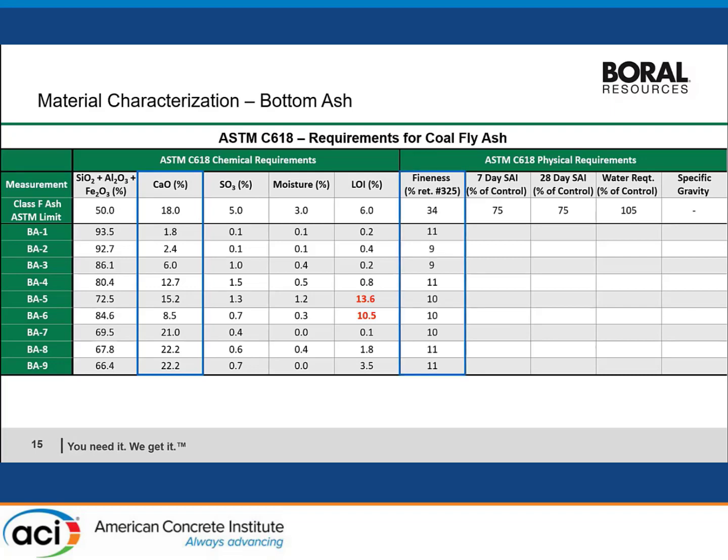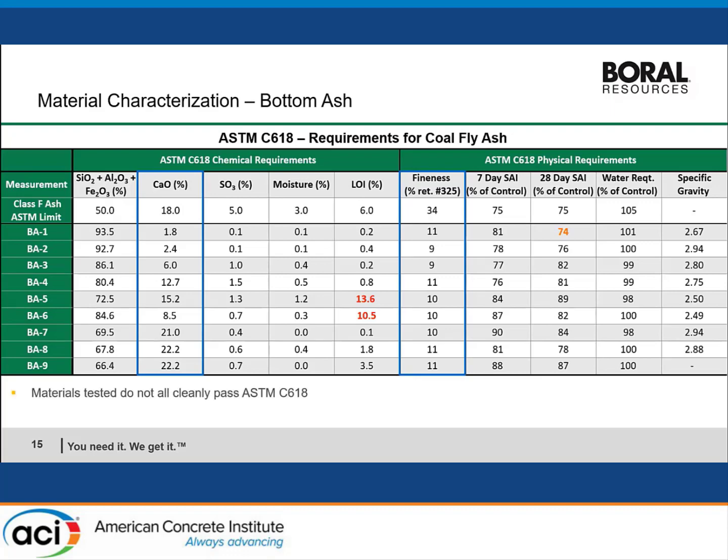Fineness, as described previously, we controlled by grinding it down to 10% fineness plus or minus 1%. The strength activity indices, on the other hand, are lower than that of the fly ash by a considerable amount. That being said, they seem to be a little more tightly clustered than that of the fly ash. We don't see as large of a range. Keep that in mind for later. So clearly, all these materials don't pass C618 because of the LOI problems.